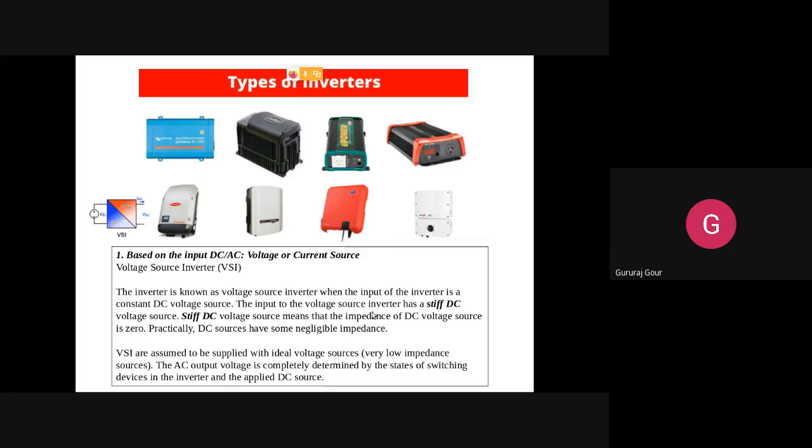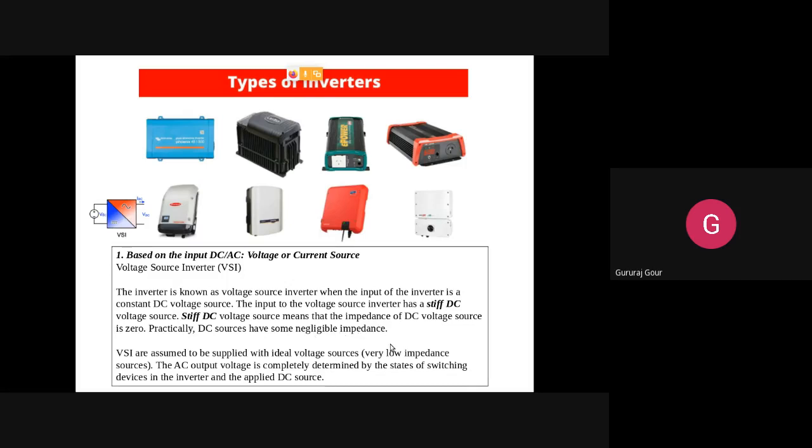So the input to the voltage source inverter has stiff DC. Means what? That the impedance of the DC voltage source is 0. But practically, DC sources have some negligible impedance.